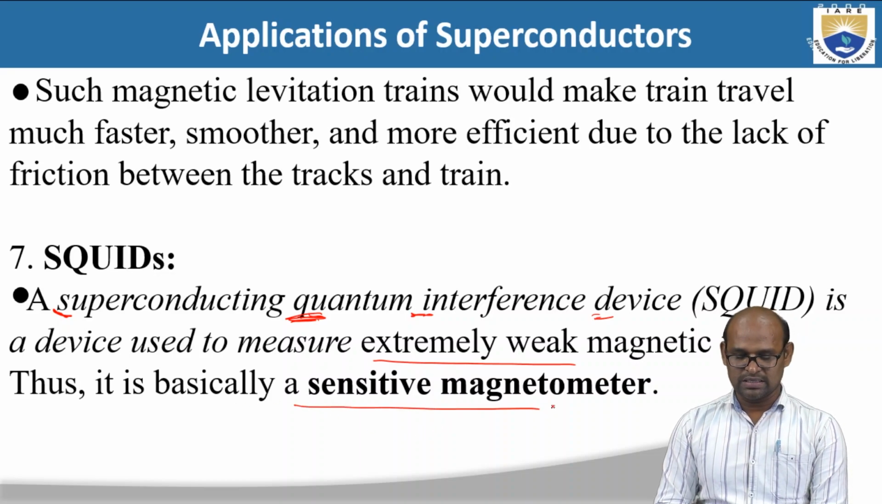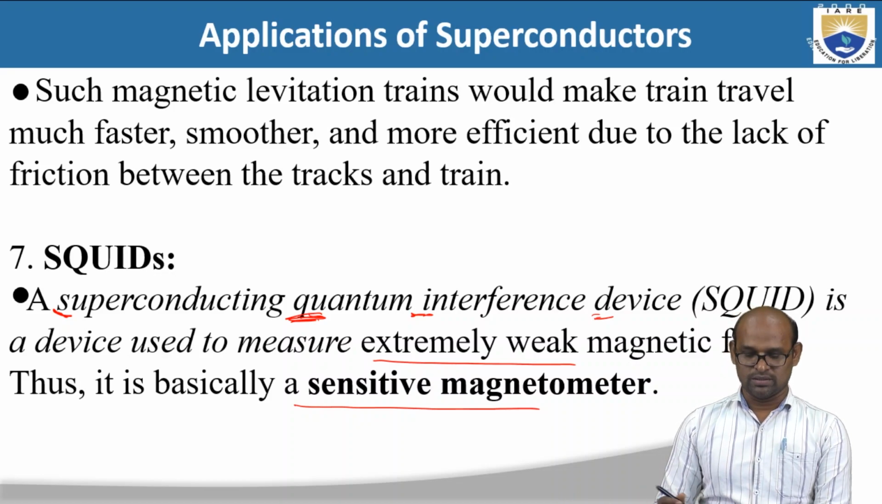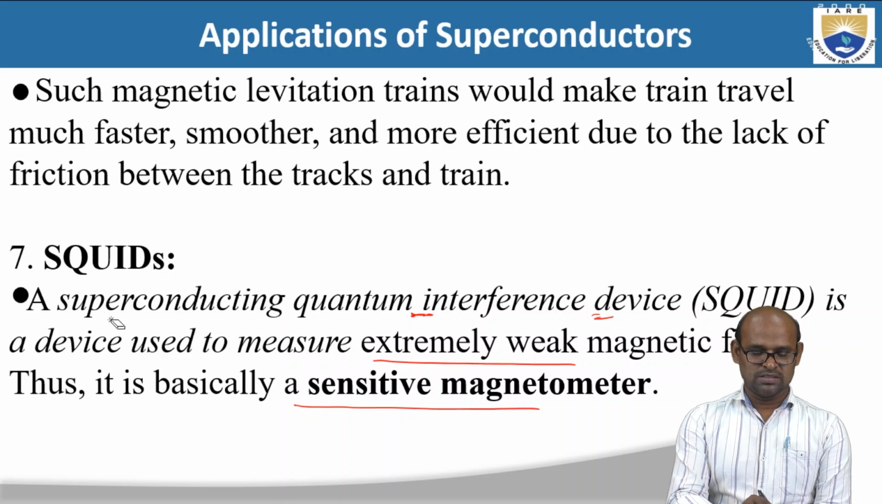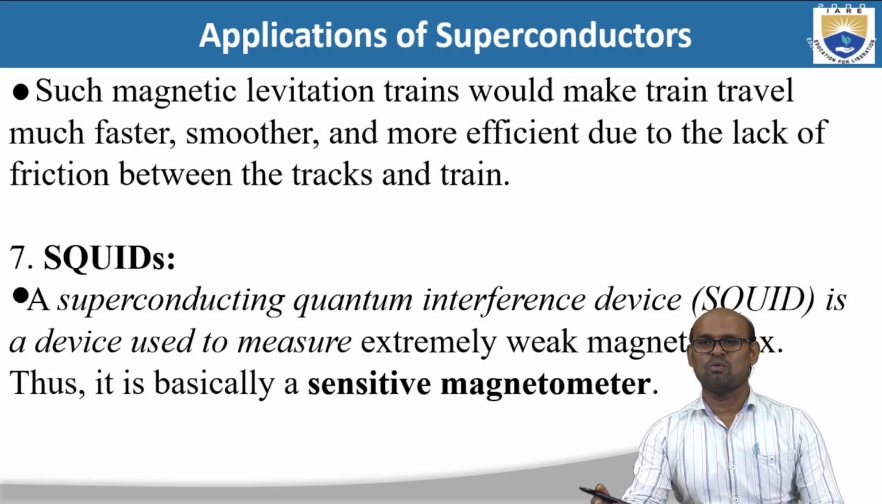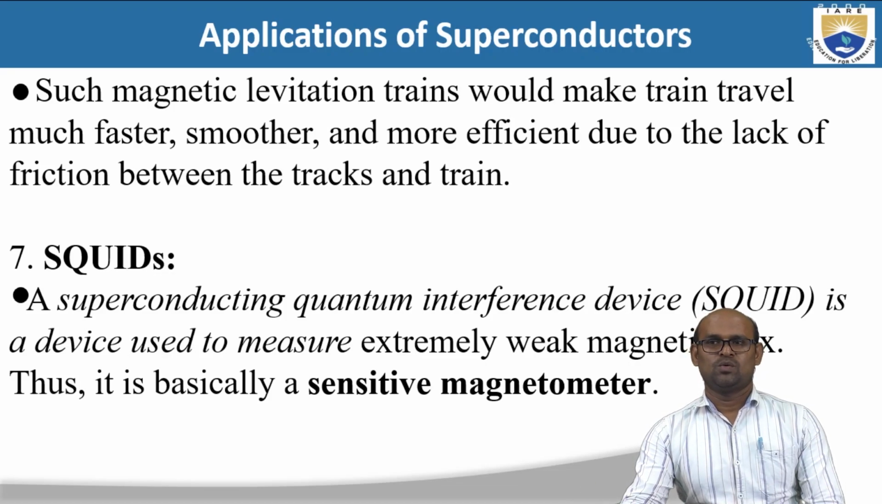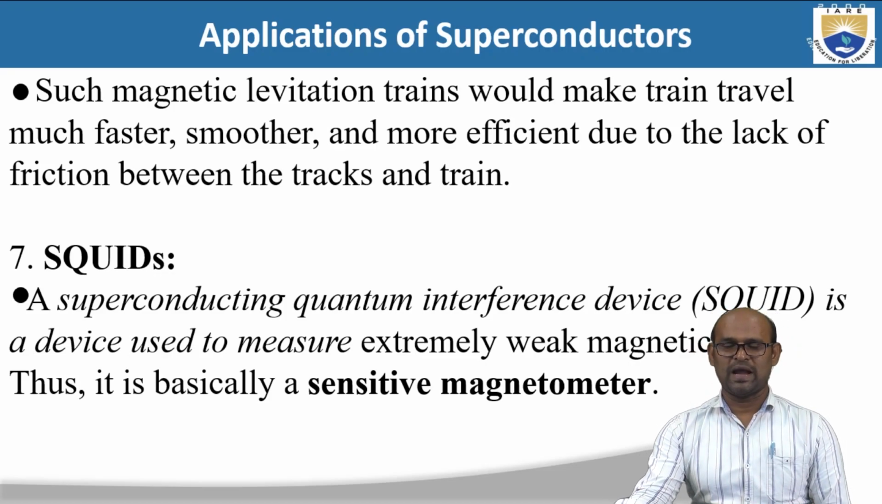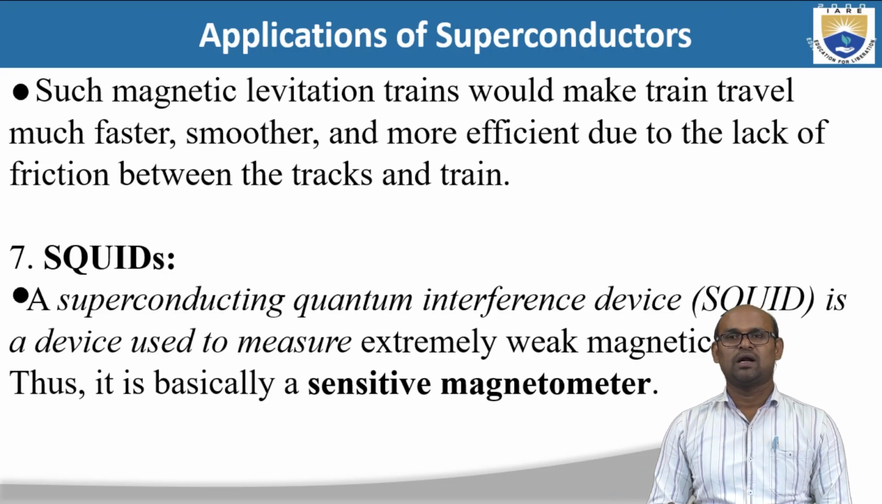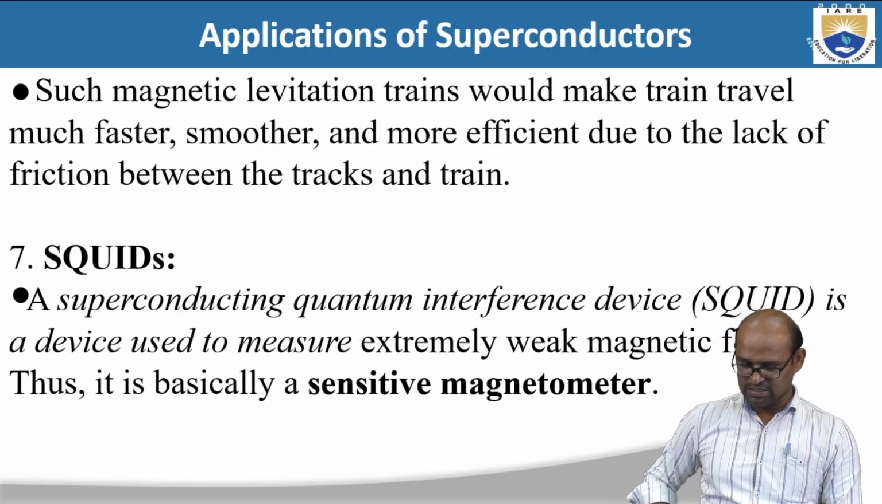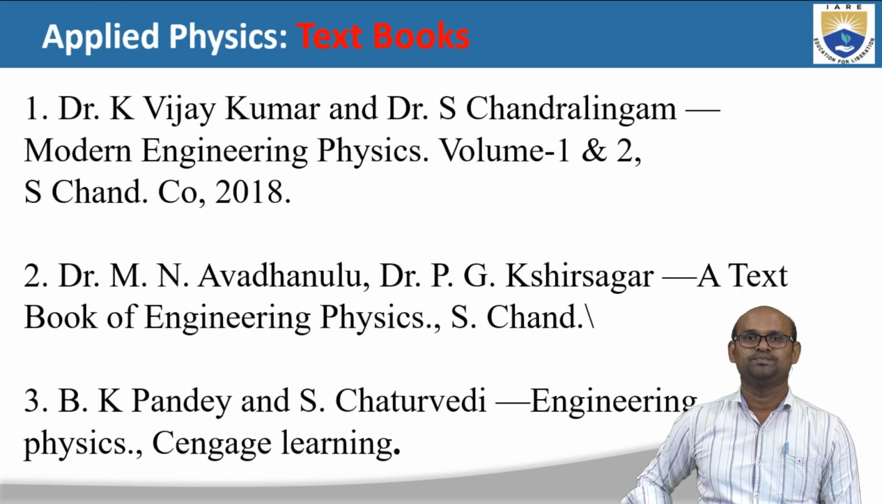Basically, a SQUID is nothing but a sensitive magnetometer. Because of this, this superconducting quantum interference device measures extremely small magnetic flux. We are somehow generating a magnetic field, and it is very small, but we need to measure such a very weak magnetic field. That can be done by this device called SQUID, which is basically a very sensitive magnetometer.